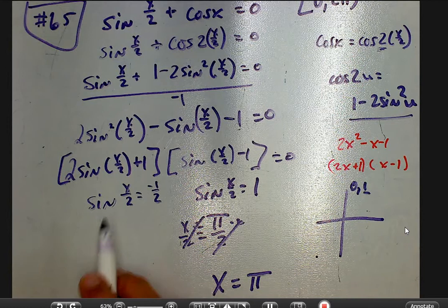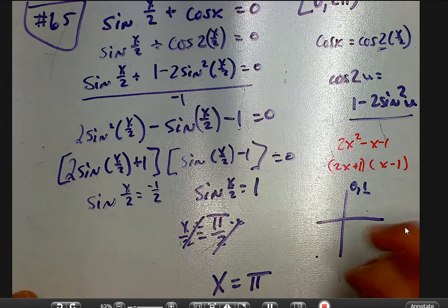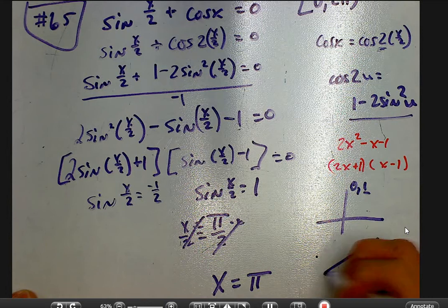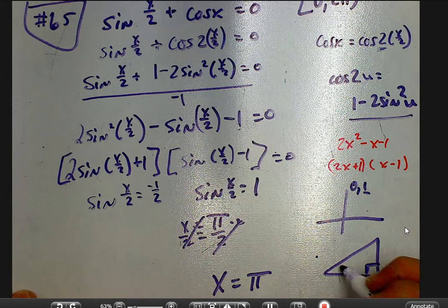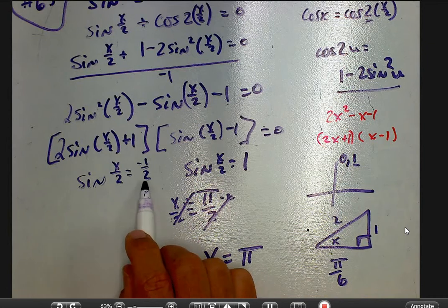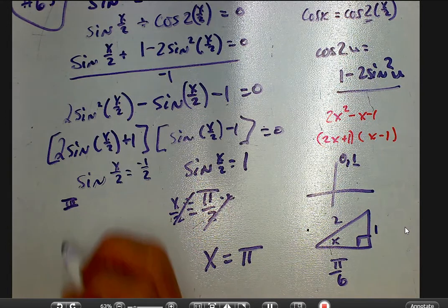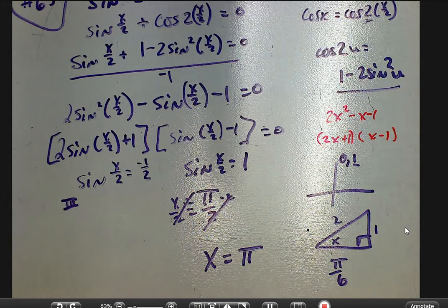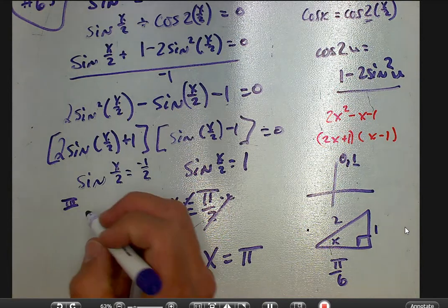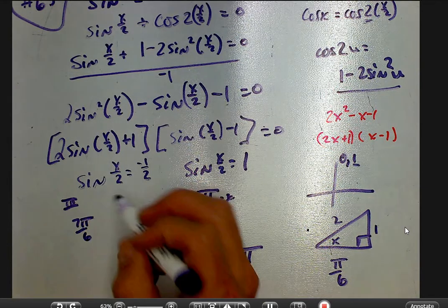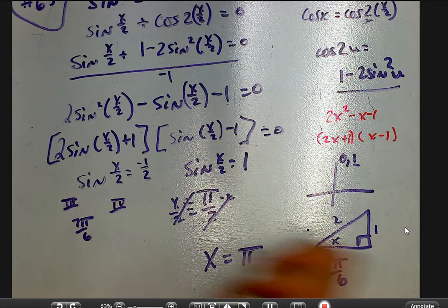On the other side, I have negative 1/2. So I'm going to draw a little triangle like we've been working on. So x is here, opposite 1, hypotenuse 2. That makes it a pi over 6 angle. However, since negative 1/2 for sine is in quadrant 3 and 4, for the third quadrant, pi over 6 is 7 pi over 6. And then in the fourth quadrant, pi over 6 would be 11 pi over 6.